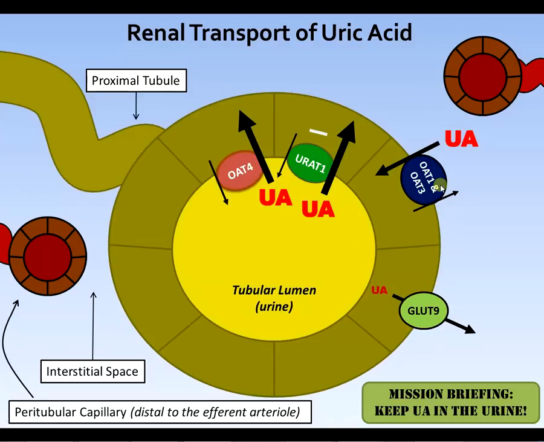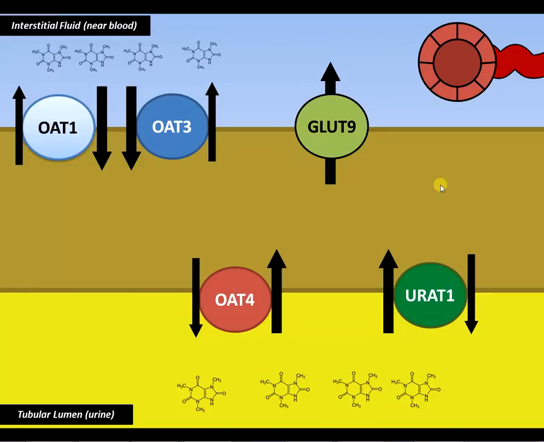I have a little more detail in a brief animation to show you how this works. All of this can be happening simultaneously. So we can have urate going on Urt4 and then through GLUT9 and then back into the blood.